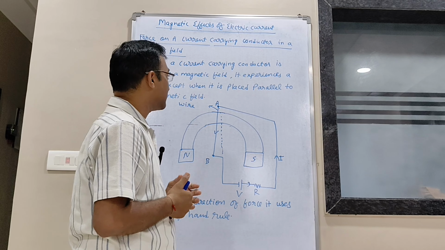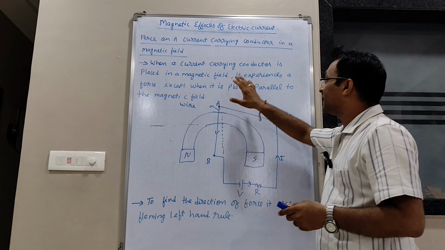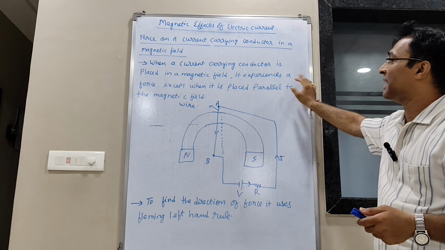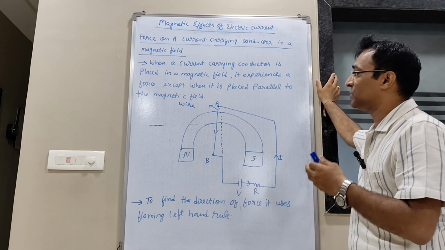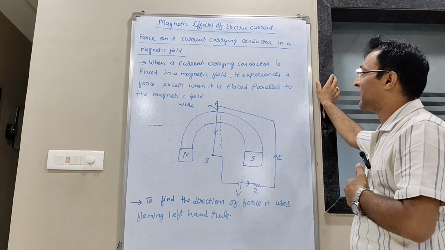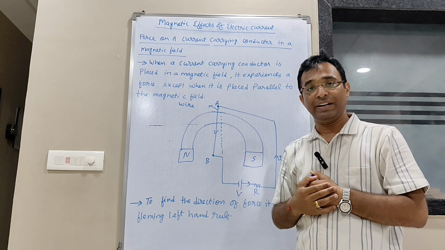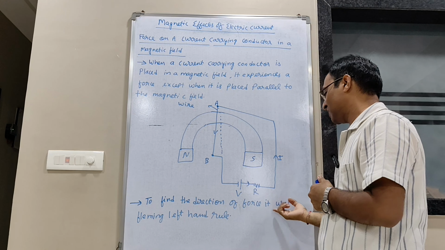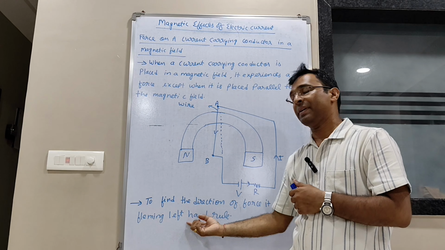So this is all about this. When a current carrying conductor is placed in a magnetic field, it experiences a force, except when it is placed parallel to the magnetic field. To find the direction of the force, we use Fleming's left hand rule.